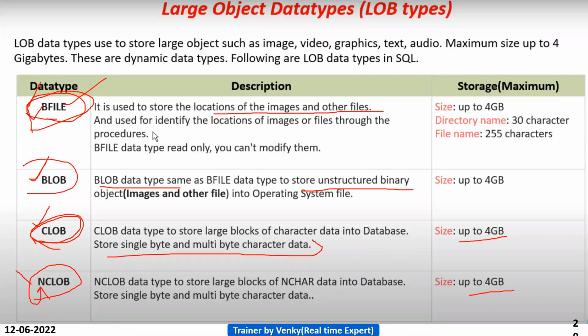BLOB is used to store the actual data. BFILE is used just to store the location only. It doesn't store any file. It just captures the location. But BLOB is used to store the actual data of that file, either the image, the video, the audio file, or the graphics. So where do we use BFILE and BLOB? In real time, we store images in the database. BFILE and BLOB are used to store images into the database.